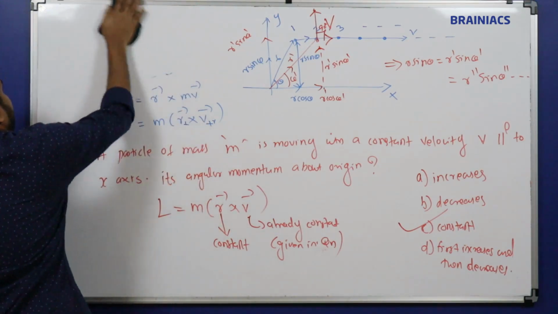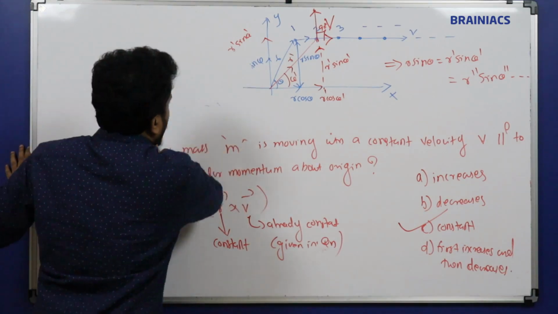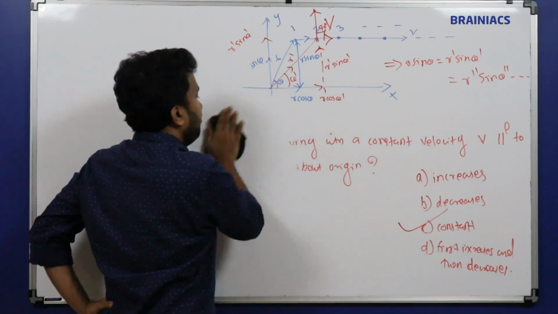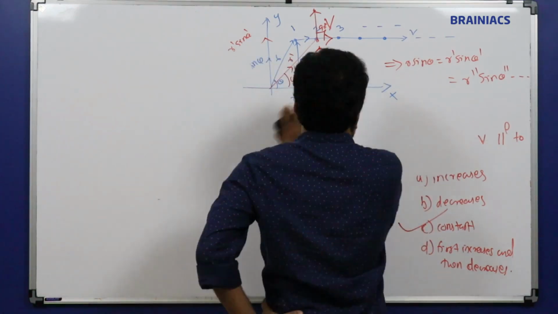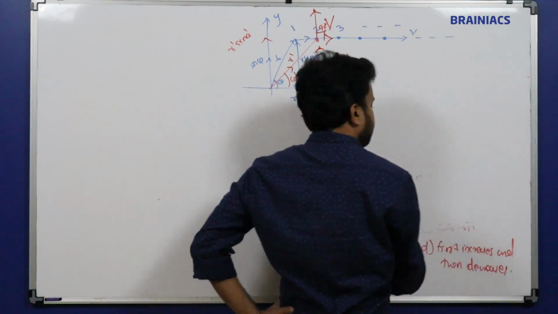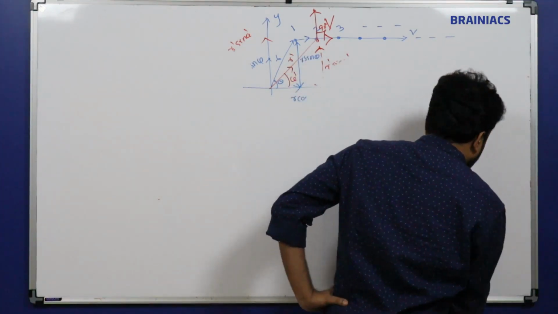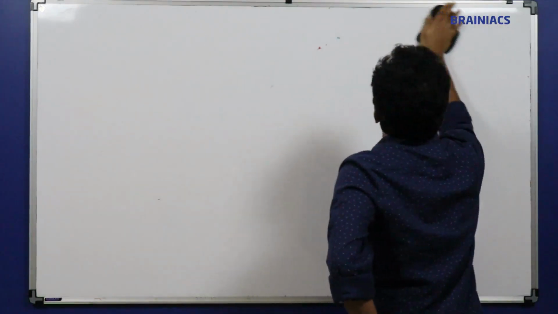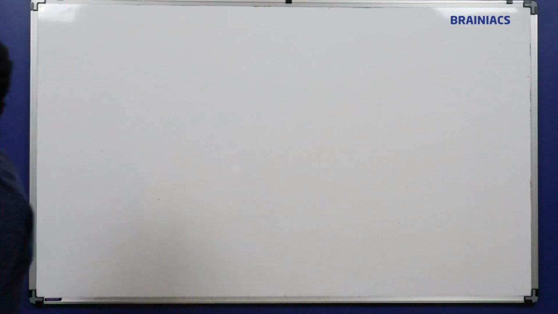We'll move to the next problem. Okay, we'll go to the next question. Hope this is clear: angular momentum about a point, about the origin. From the origin you have to start to draw. That is the aim of the thing.